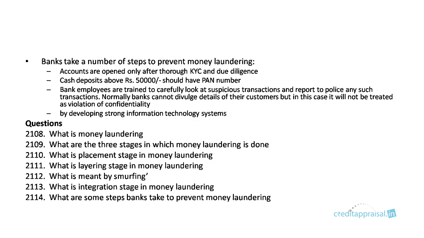Banks have taken a number of steps to prevent money laundering. At the time of account opening, banks are very cautious. They will follow what is known as KYC and due diligence, which we have discussed already. Also, as we discussed, cash deposits above 50,000 should furnish a PAN number. Bank employees are also trained to carefully look at suspicious transactions, and they have to report any such transactions to the police. Normally, banks should not divulge details of their customers, but in this case, it will not be treated as a violation of confidentiality. Suspicious transactions can be reported to the police. And also, banks are developing strong information technology systems to detect fraudulent transactions.